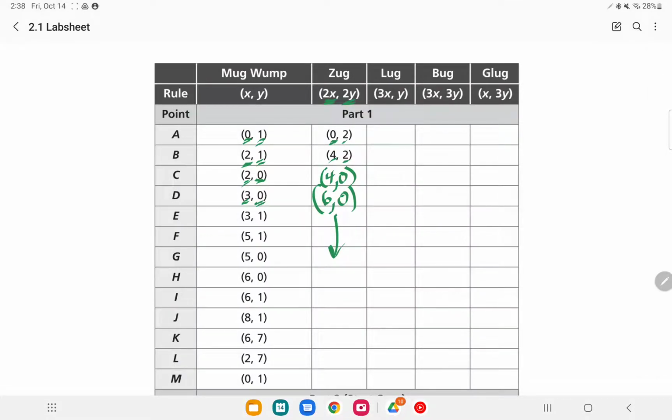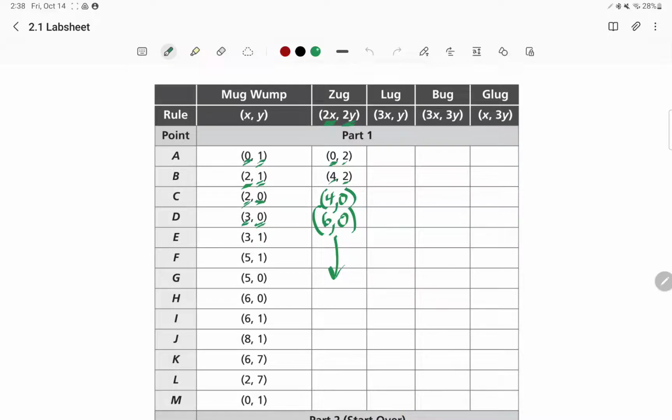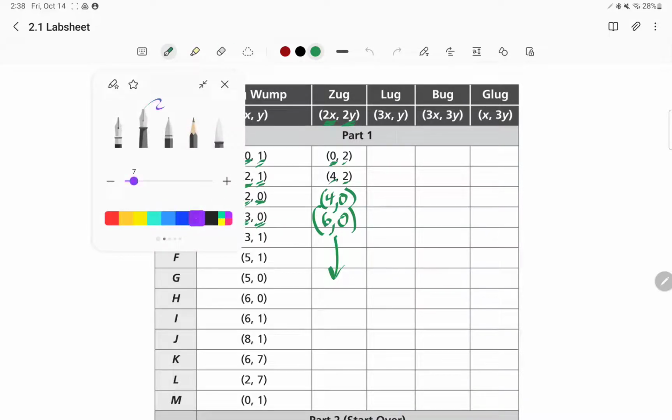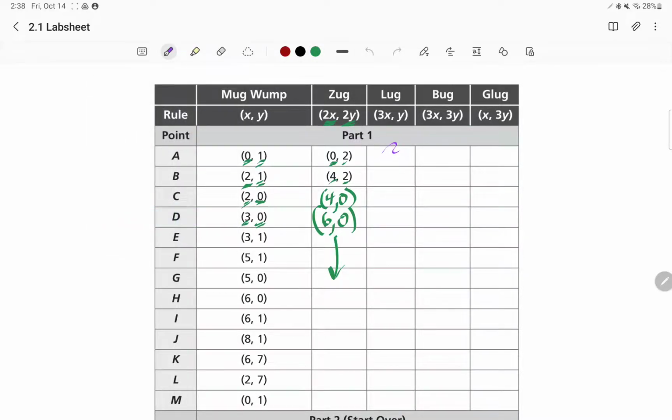So let's take a look at Lug. Let's do his in purple. Okay, so with Lug, we're multiplying by 3. So now we're taking all of these and multiplying by 3. So just your x's right now. So all of these and multiplying by 3.